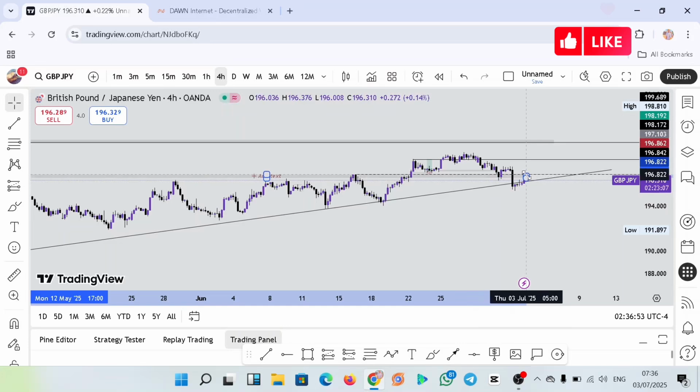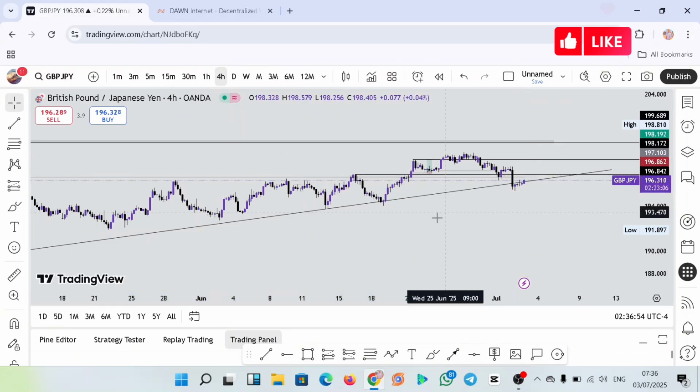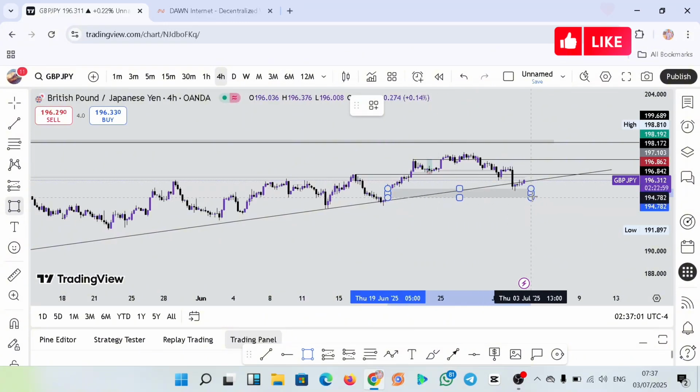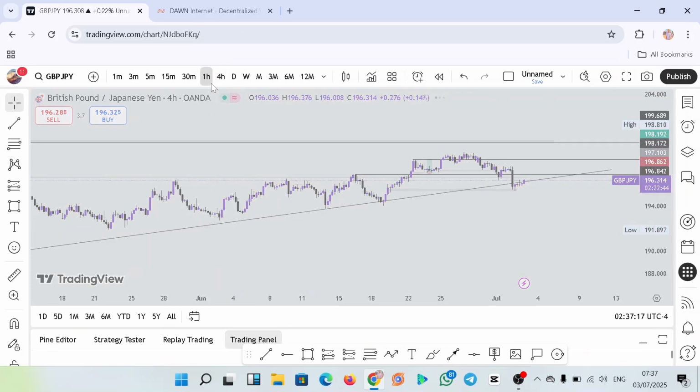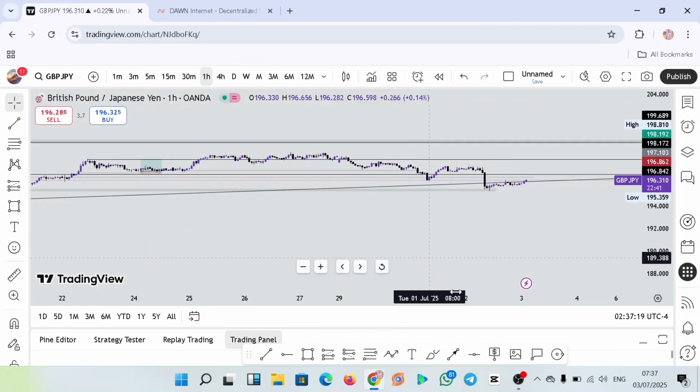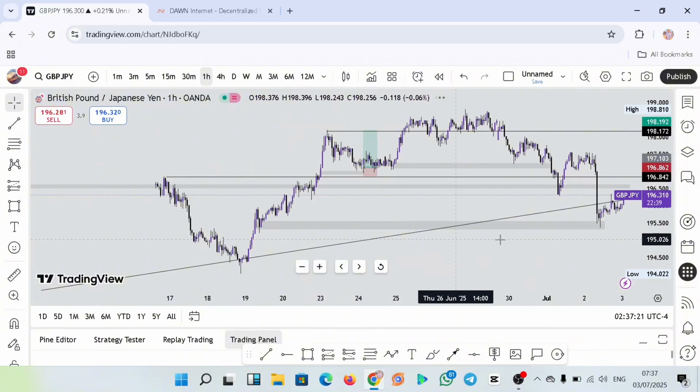Let's analyze it and get a trade from here. First, pay attention, this is another block from 4 hours. This is another block from 4 hours. Another block from 4 hours. As you can see, it's another block from 4 hours. So let's go to 1 hour and check our other block.